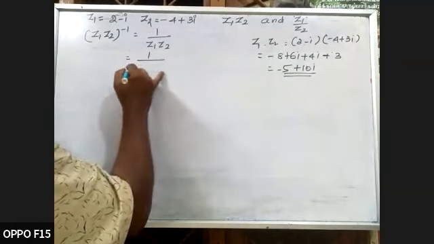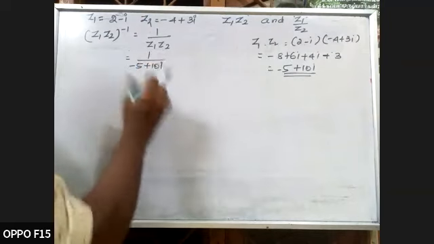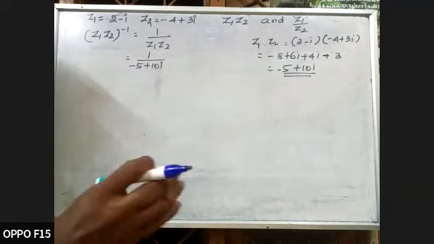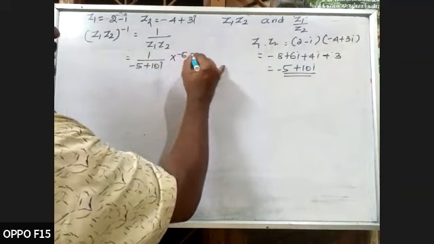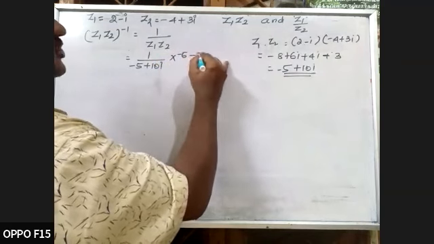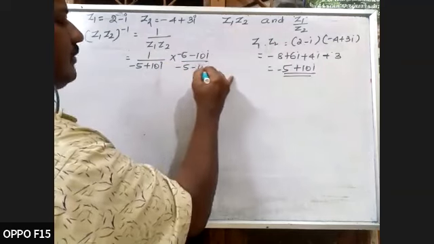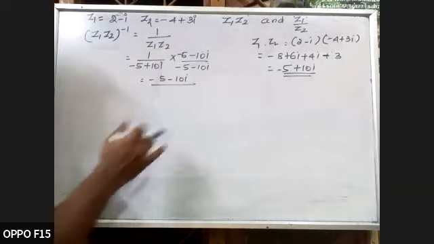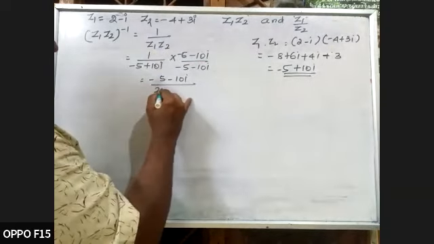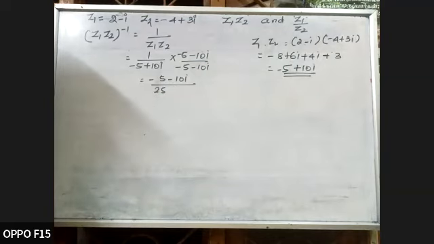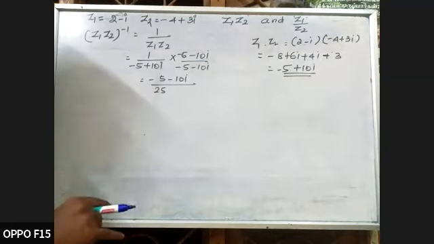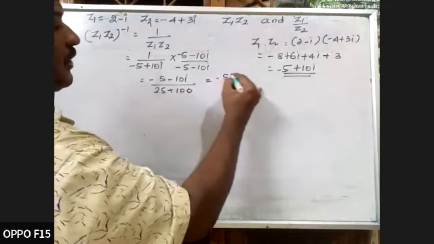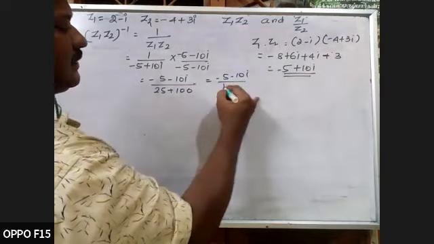I can write 1 divided by minus 5 plus 10i. This is the thing I have to find out. It should be written in rectangular form or Cartesian form, that is a plus ib form. So you multiply by the conjugate, minus 5 minus 10i divided by minus 5 minus 10i. Using (a plus b)(a minus b), minus 5 square is 25, minus 10i square is 100 i square, and i square is minus 1, so the minus becomes plus 100. So you can write this as minus 5 minus 10i divided by 125.